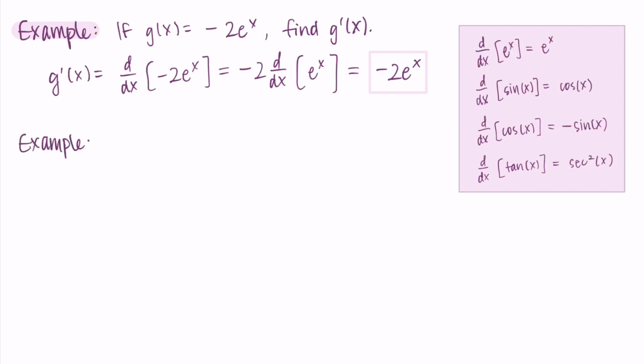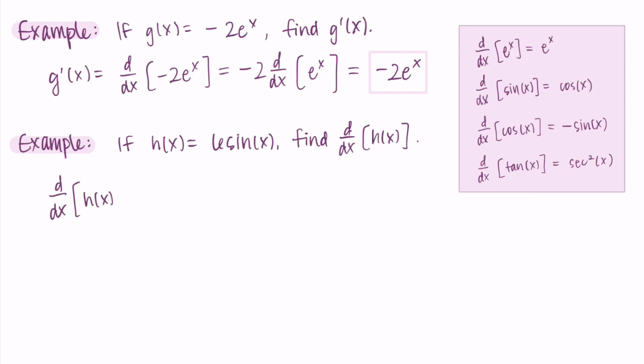Now let's do one with a trig function. I'm going to say if h of x is 6 sine of x, find the derivative with respect to x of h. So if I was doing this derivative on my own, I'd probably just jump straight to the answer, but here I'm going to write out lots of steps just to show you sort of how I'm unpacking it in my mind. So we're taking the derivative of h of x. This is 6 times sine of x.